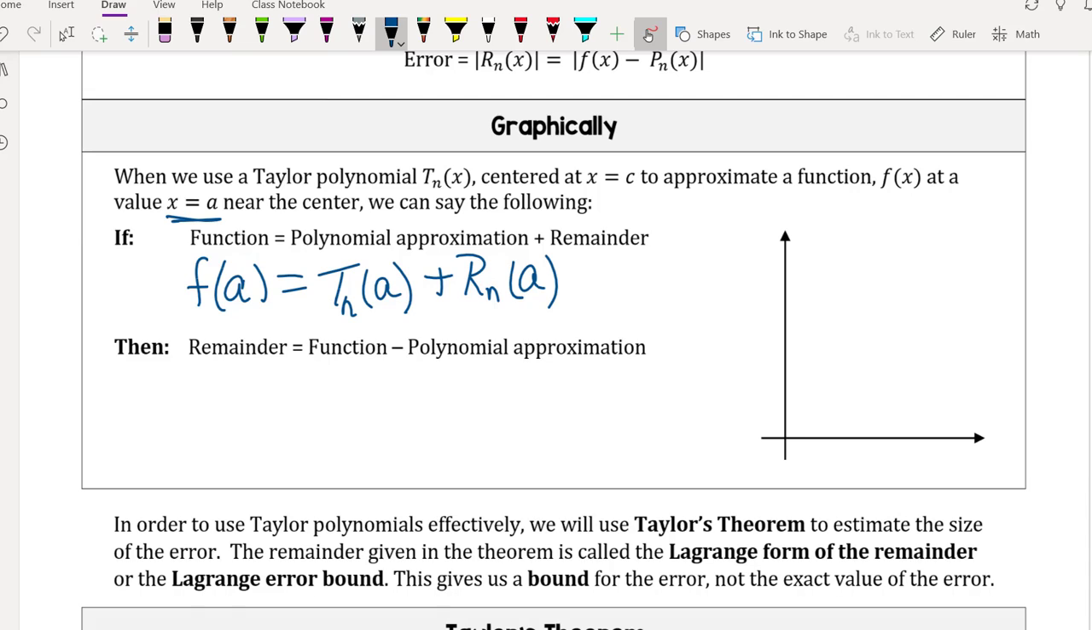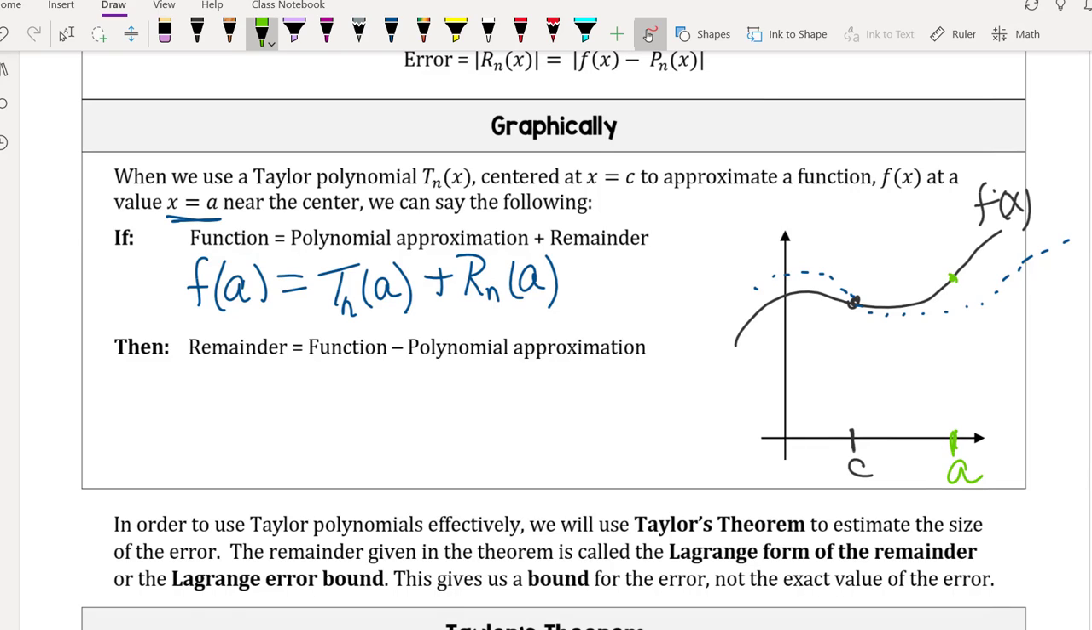So what does that look like on the graph? Let's say our function looks like this. We have some nice smooth function just to make it easy. So here's our f of x, and here's c. Here's where we centered the Taylor polynomial. So here is our Taylor polynomial, something like that. And then we're going to pick some value a, which is not going to be that far away from c. Let's say it's right here. So this is a.